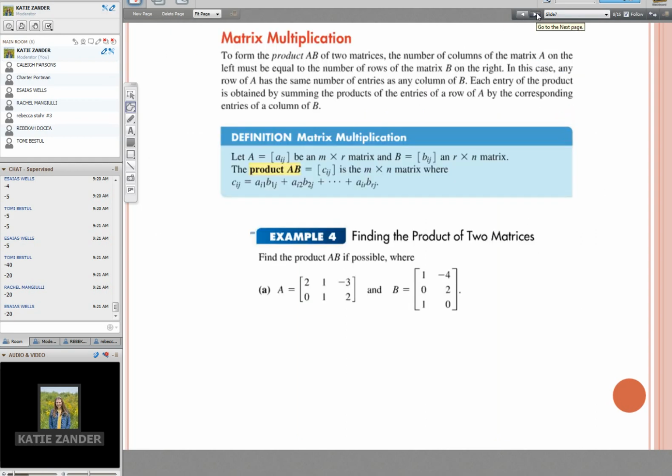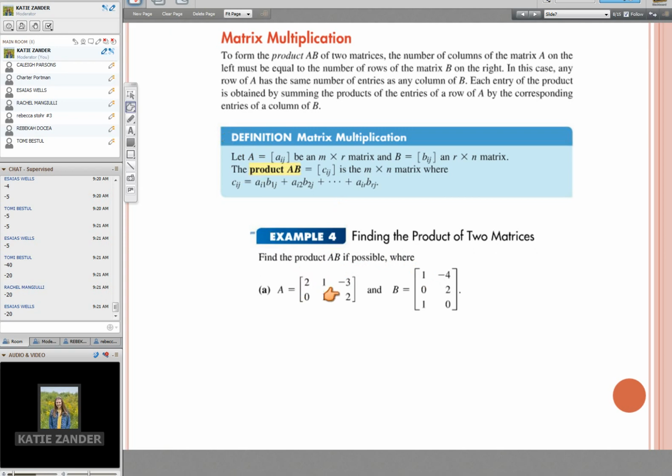Now, if everything were to stay that easy, unfortunately, it gets a little bit more complicated when we actually try to multiply matrices together. So if we're trying to multiply matrices together, the first thing we have to do is look at their order. So this is a little bit different than the adding and subtracting, and I'll show you what they mean up here in the definition of our matrix multiplication.